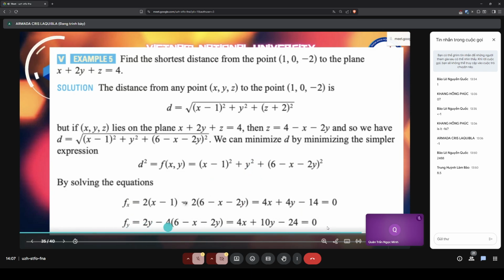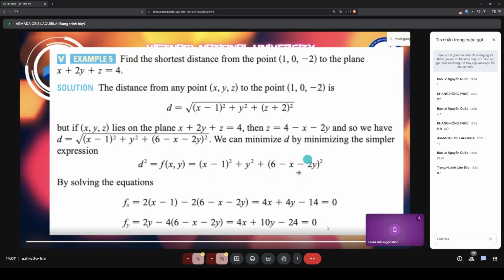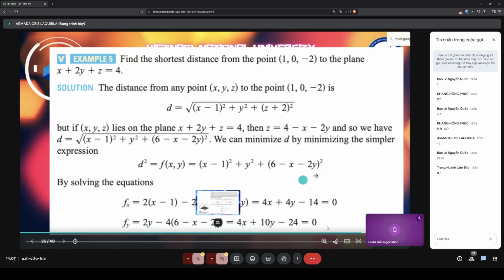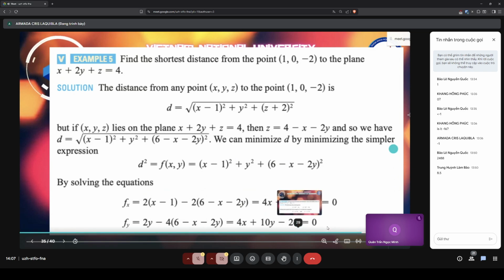Then for fy, the derivative of y squared is 2y. The derivative of this is 0 because there is no y here. The derivative of this has a y there, so 2 times here, and the 2 becomes 1 now. So we have this, and then times the derivative of negative 2y. The answer is negative 2, so negative 2 times 2 becomes negative 4 times this one. And then if you solve that, the answer is 4x plus 10y minus 24 is equal to 0.